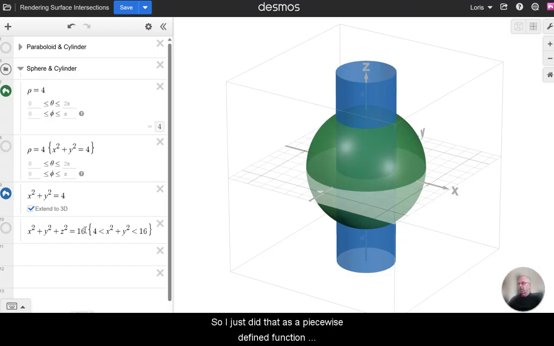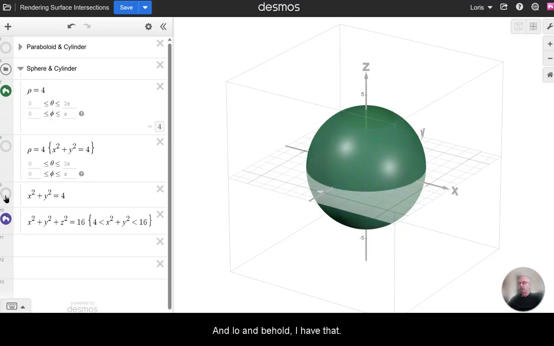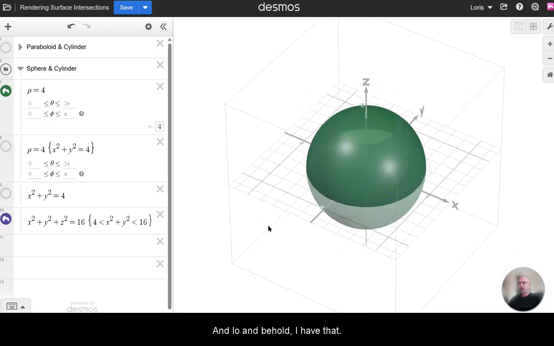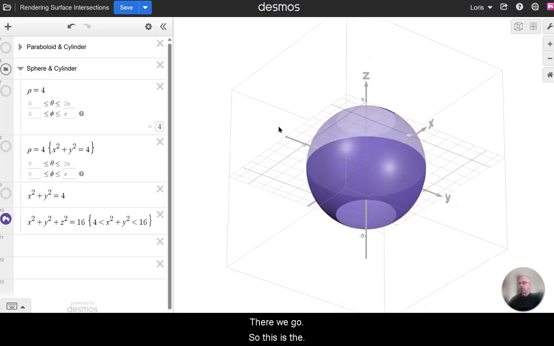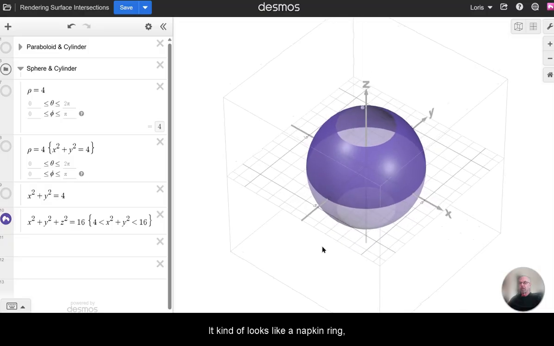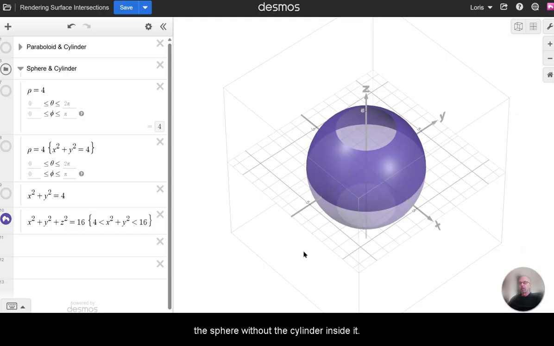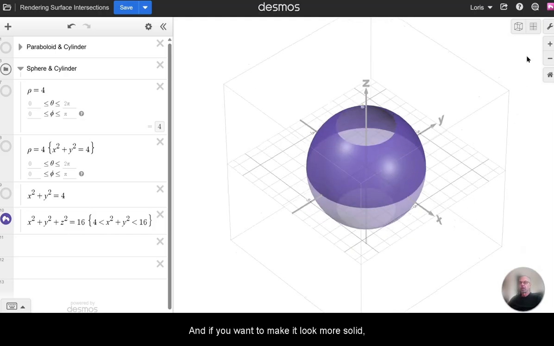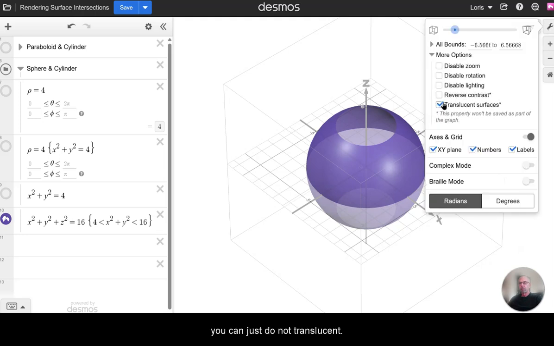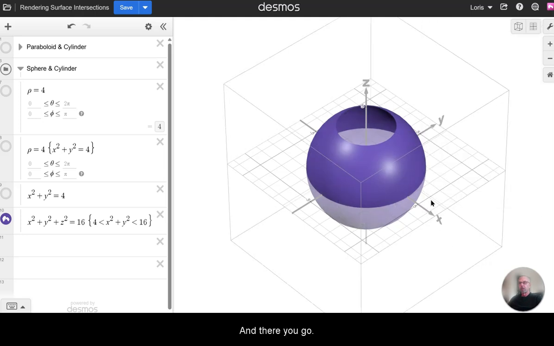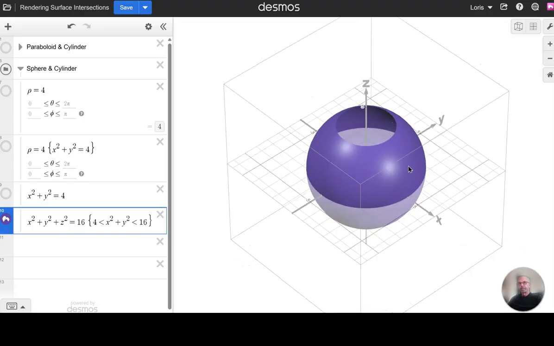So I just did that as a piecewise defined function with the sphere, and lo and behold, I have that. Let me take out the sphere itself. There we go. It kind of looks like a napkin ring: the sphere without the cylinder inside it. And if you want to make it look more solid, you can just do not translucent. And there you go. So I hope that helps.